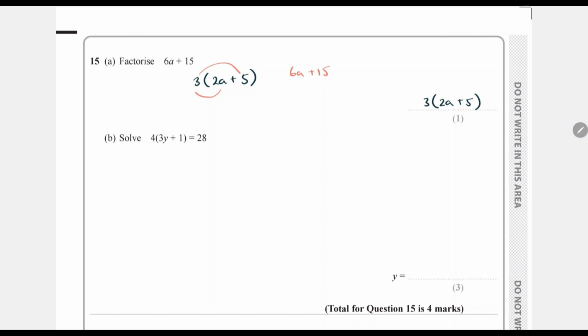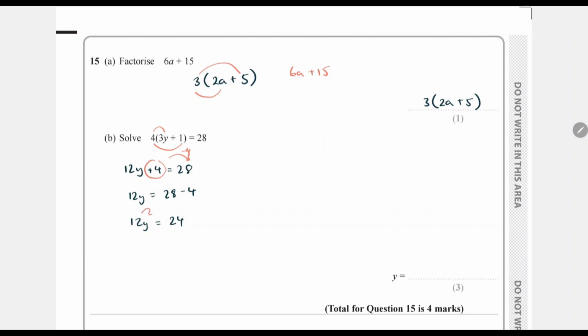Part B is asking us to solve 4 multiplied by 3y plus 1 is equal to 28. So the first thing that we need to do is expand the brackets. So 4 times 3y is 12y. And 4 times 1 is just 4. And that's equal to 28. We're then going to take the plus 4 to the other side and do minus 4. So that's 12y is equal to 28 minus 4. So 12y is equal to 24.